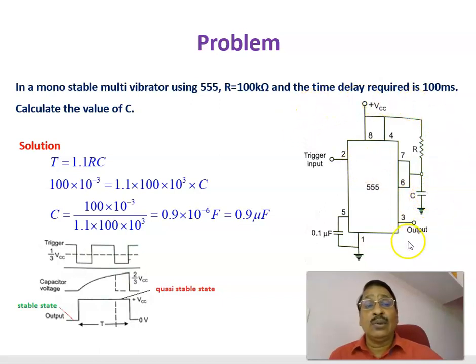This is a monostable multivibrator circuit using the 555, in which you are externally connecting the resistance and capacitance that will be deciding the duration of the quasi-stable state, which is given as 100 milliseconds.